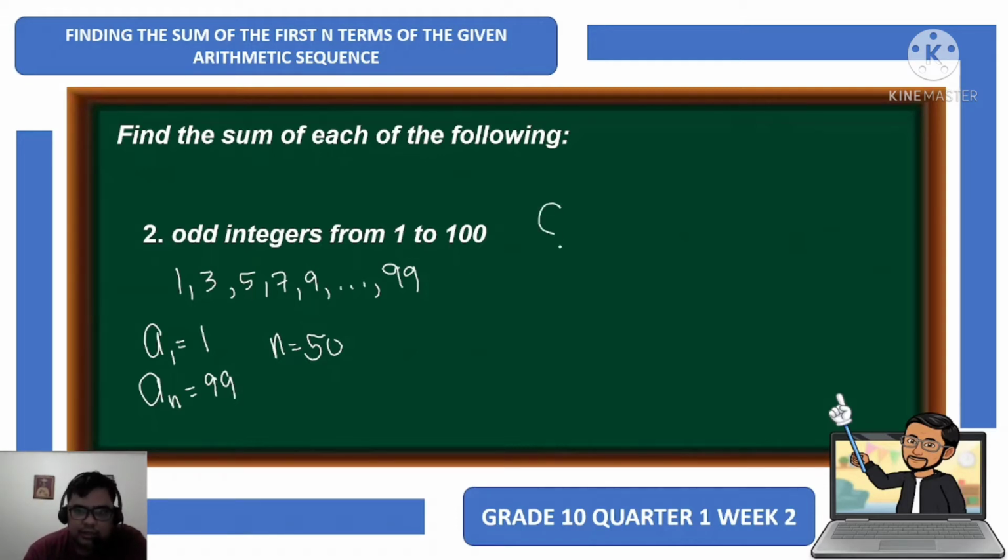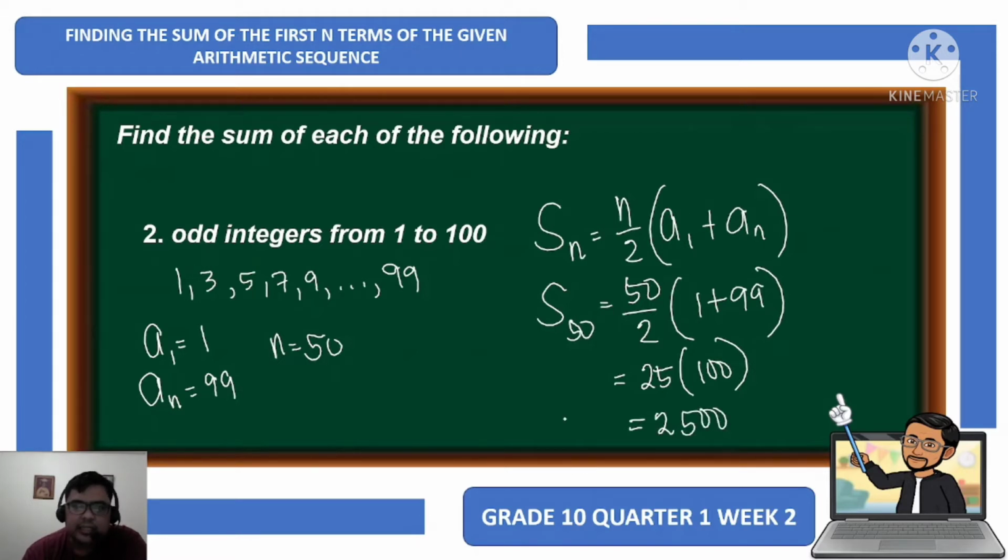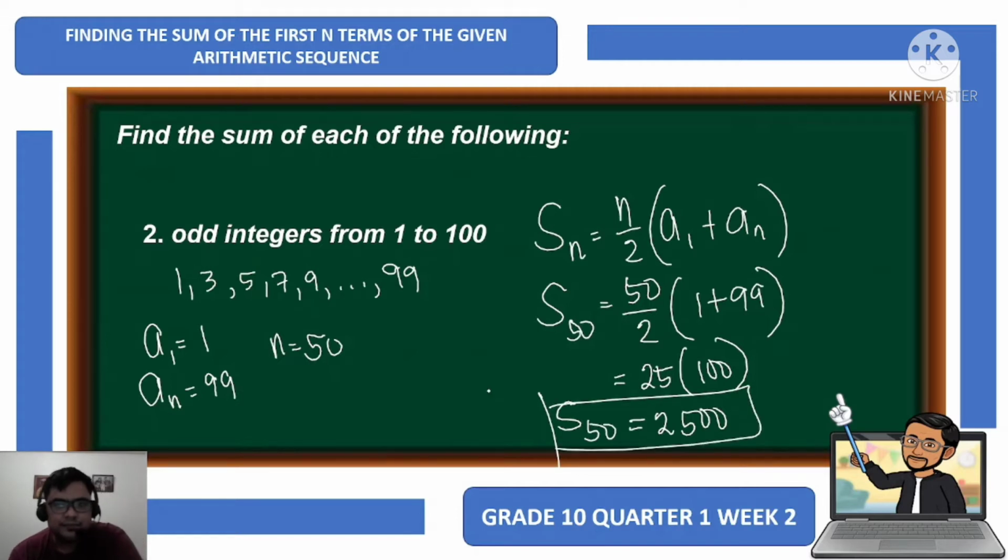So again, using the formula S sub n is equal to n over 2 multiplied by a sub 1 plus a sub n. So substitute, S sub 50 is equal to 50 divided by 2 multiplied by 1 plus 99. So therefore, 50 divided by 2 is 25 times 1 plus 99 is 100. So therefore, that is 2,500. So that is the answer for number 2.